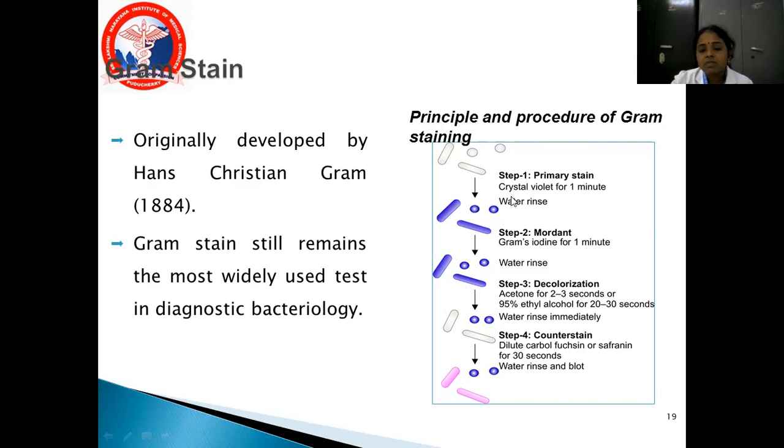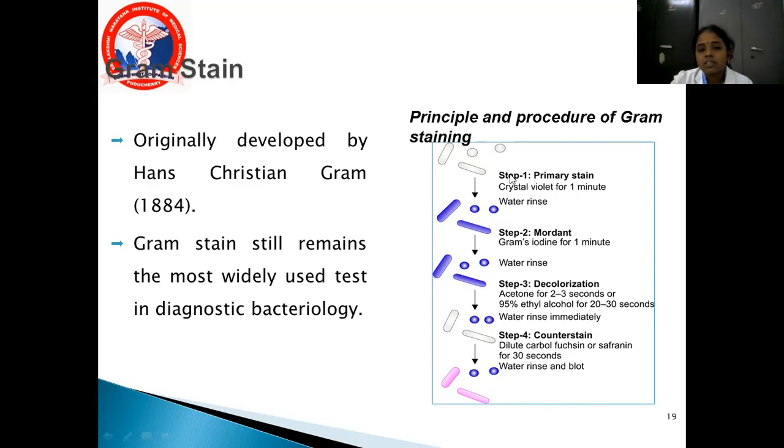We are doing 4 steps here. First, we are using the primary stain, that is crystal violet. The second is a mordant, that is Gram's iodine. The third is a decolorizing agent, that is acetone. And the fourth is a counter stain. So what is the procedure?